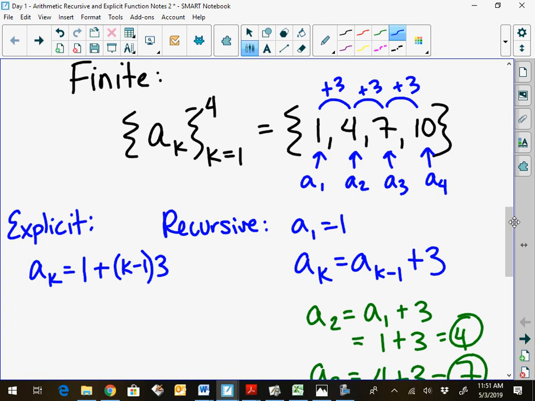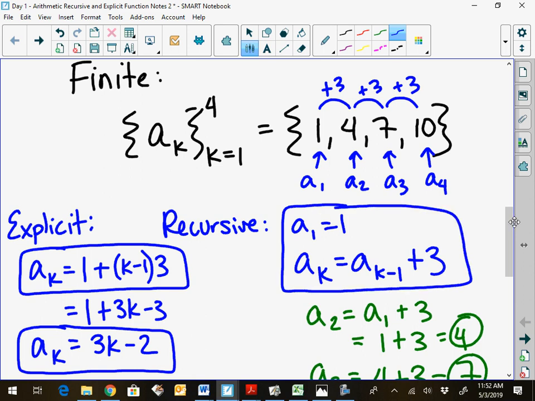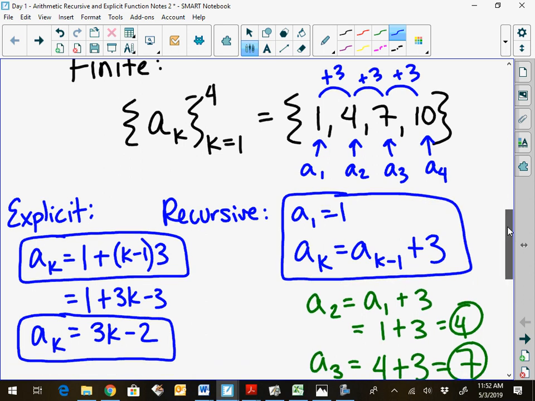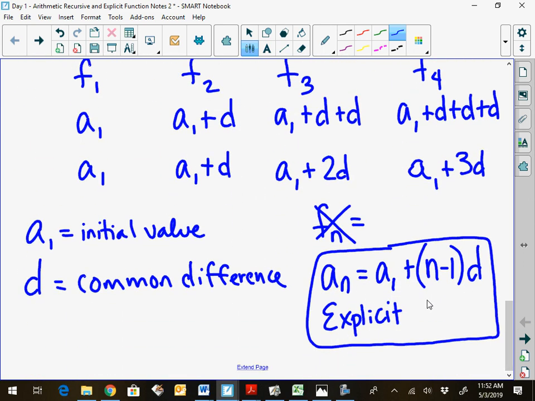Okay? Then I could leave it like that, or I also know that it's equal to 1 plus 3k minus 3, which equals 3k minus 2. So a sub k, the explicit form, we could write it in either the top way or the bottom way. Both of those are equivalent to each other. And the recursive form is over here. So what we were just doing is using this recursive form to figure out how we write our explicit function. And that's how we came up with this formula down here.